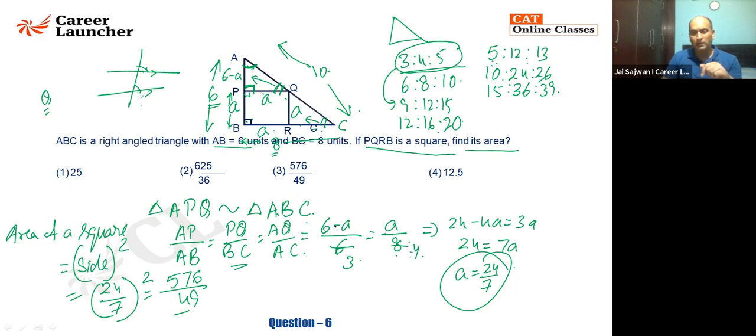I'll cross multiply: 24 minus 4a is equal to 3a, or I will say 7a is equal to 24. I can say a is equal to 24 by 7. My dear, you already know the side of the square. I want to find out the area of this PQRB. So PQRB's area will be 24 by 7 whole square. That comes out to be 576 upon 49 as your answer. I hope it is clear to all of you. Please ask if there is any doubt in this.